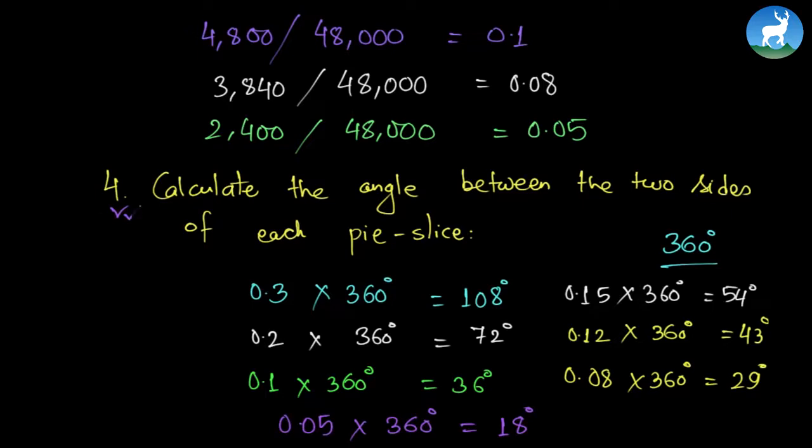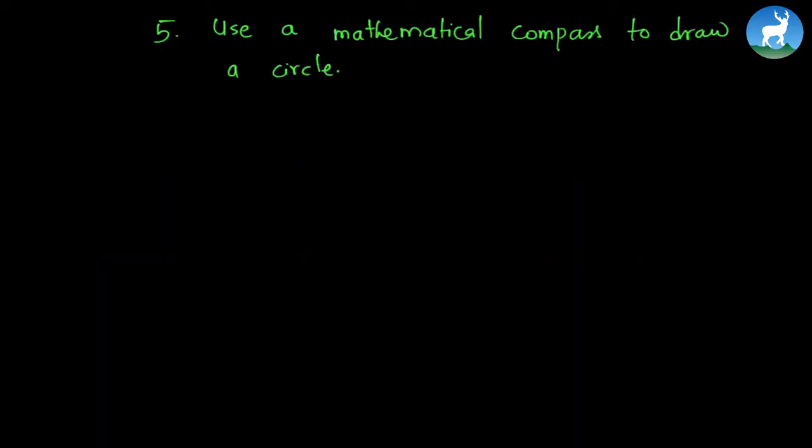What we did in step 4 was we converted each of these percentages into angles, right? That's what we did. Now let us go to another step, that is step number 5. In step number 5, you are going to use a mathematical compass, right? Not the ordinary kind of compass, but an accurate, precise mathematical compass to draw a circle.